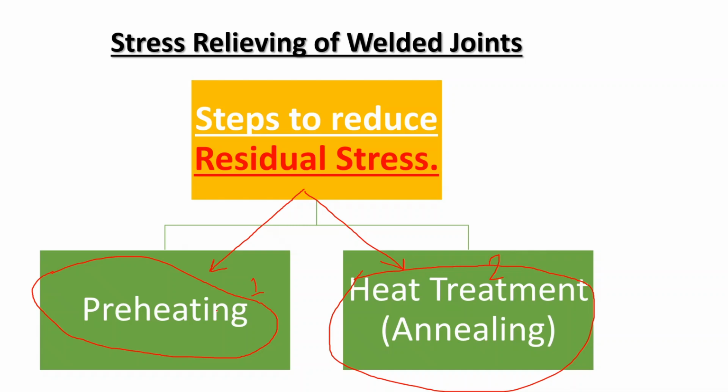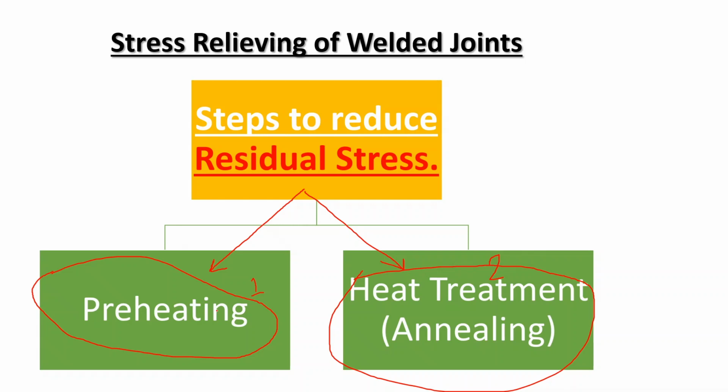Secondly, preheating, although both the methods are reducing the magnitude of the residual stresses, but preheating is actually eliminating the cause which is resulting in the development of residual stresses, whereas heat treatment is reducing the magnitude of actually developed residual stresses. So this is the major difference between the two.